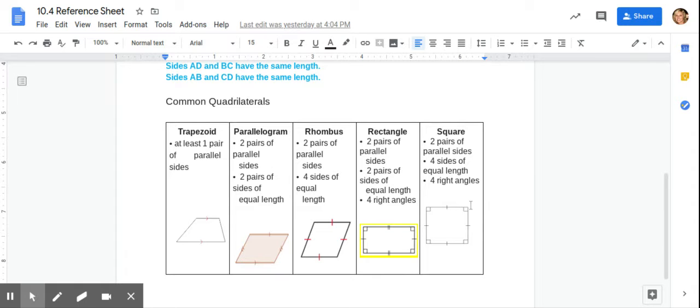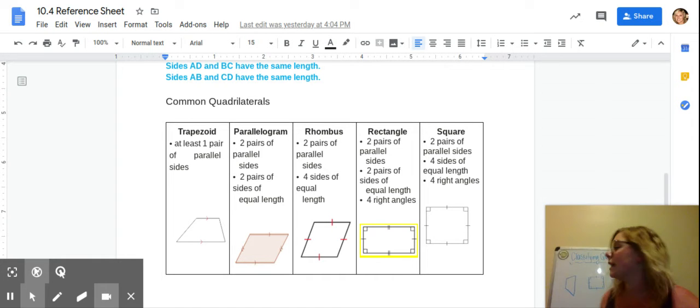And then a square has two pairs of parallel sides. So here's the one pair, and then the two pairs of parallel sides. All four sides are equal. So you see the tick marks all have one tick, meaning that they're all the same, and four right angles. A square is a rectangle, but a rectangle is not always a square. It is important that you go over this and have this printed and pay attention to it as you are doing the work today. Let's take a look at some examples, and we're going to classify them.